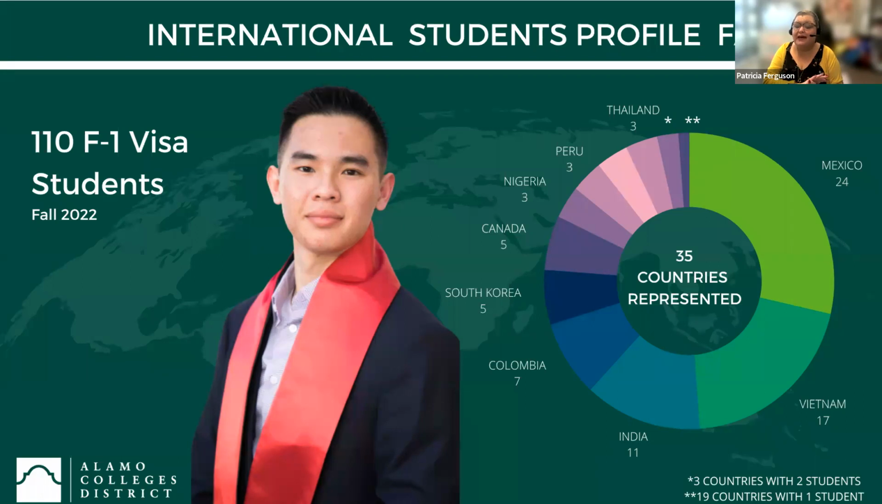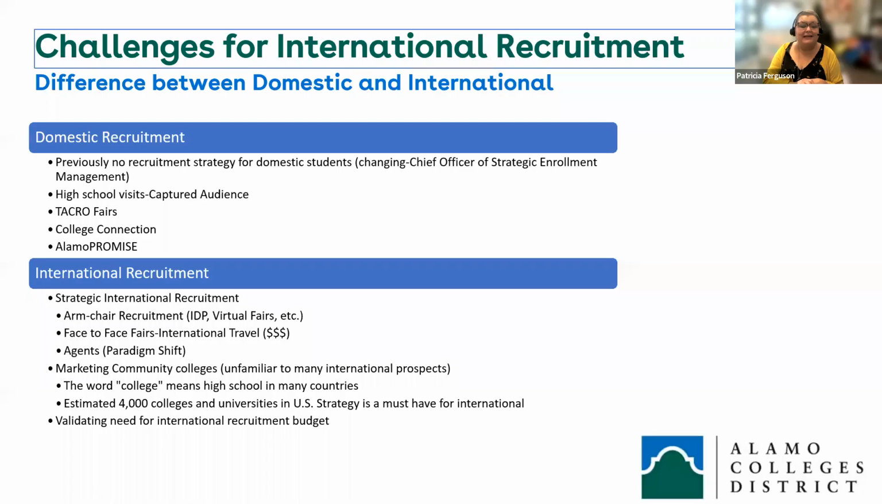Usually we have Mexico and Vietnam kind of vying for number 1. They're always, you know, one year it's one and one year it's the other. And then we have India, Colombia, South Korea, Canada, Nigeria, Peru, Thailand for this year, but it kind of changes a little bit. We've kept our profile to see what countries we should be investing in. So let's go into the next slide.